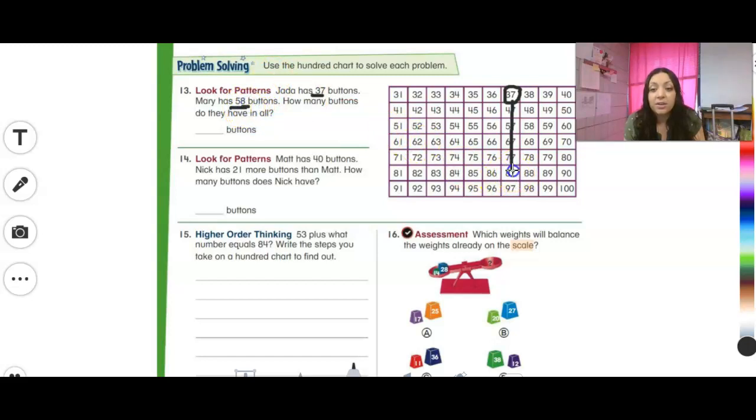Now look. 1, 2, 3. I only went over 3, so I need to do what? Go to the next row. Very good. So 1, 2, 3, 4, 5, 6, 7, 8. So I think I'm going to land at 95.